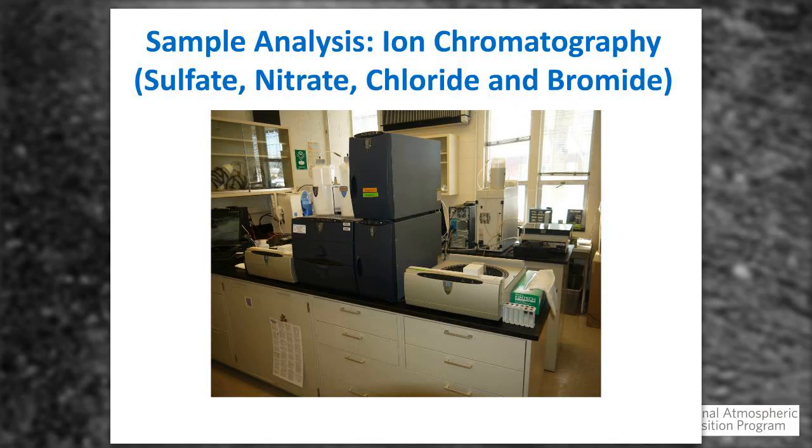So the sulfate and the nitrate come from the air pollutants coming from power plants and industry and vehicles. Chloride can come from ocean sources. Bromide is a new analyte. We're still evaluating it, but it's typically seen in ocean-influenced areas. But this is the ion chromatograph and the ion chromatography analysis.